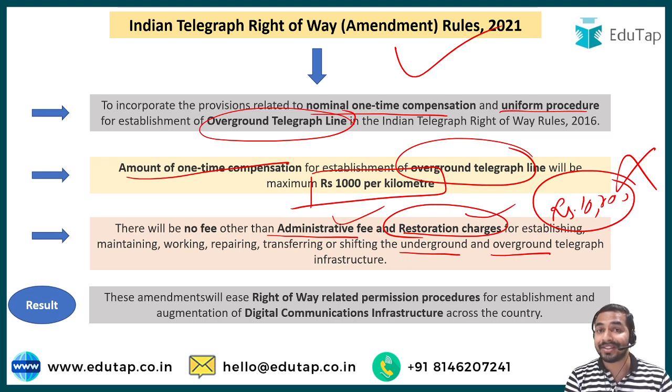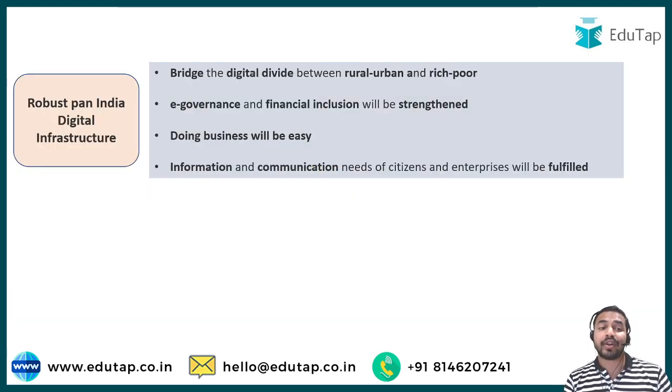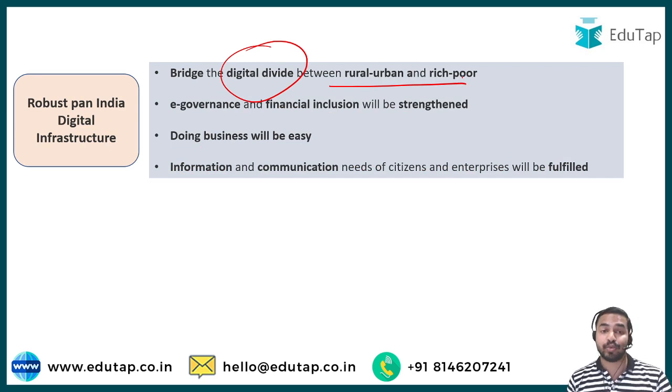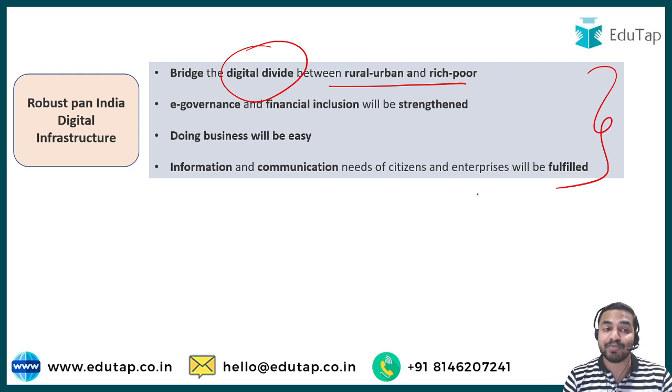So my dear friends, if we talk about the impact of notifying these rules, these amendments are going to ease the right of way related permission procedures for the establishment and augmentation of the digital communication infrastructure across the country. And having this robust digital communication infrastructure all over India is going to bridge the digital divide between the rural and urban, and the rich and poor. Some other important impacts of having the robust pan-India digital infrastructure are mentioned here. You can go through them. And my dear friends, now let us move on to the next question.